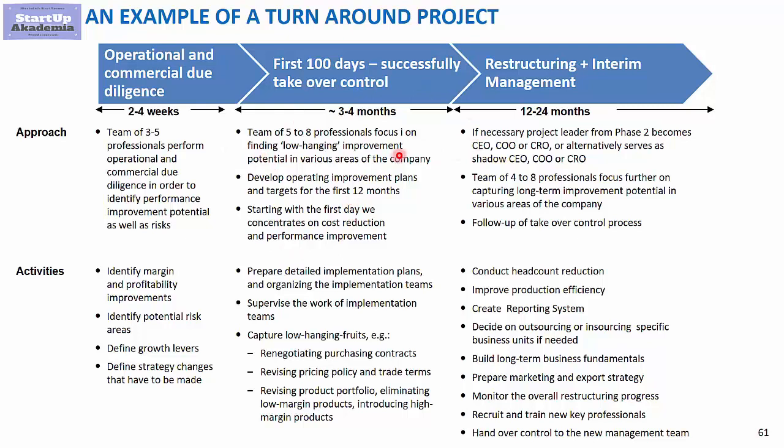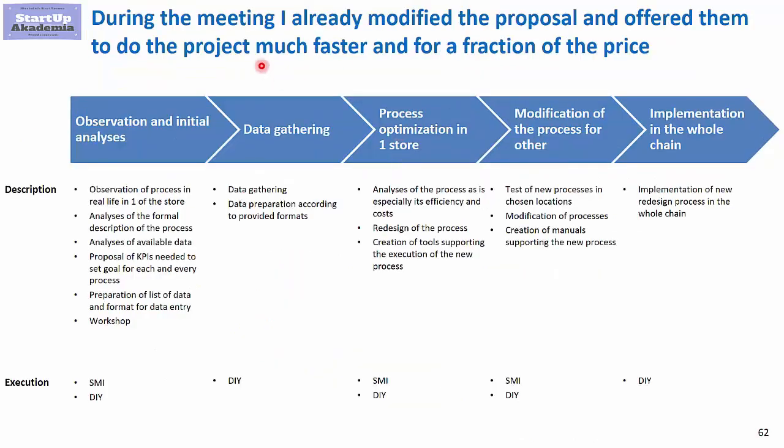A very similar example is here. This is an example put in an offer, and here I was showing what kind of process optimization we're going to do for one of the customers. This was about processes in the store, and it was a retailer. So I told them basically that we're going to have 5 phases. First we're going to do the observation and initial analysis. Then we're going to gather data, optimize processes in one store, modify the process for others, and then implement it in the whole chain. And again, as previously, a description of what will happen in each and every phase.